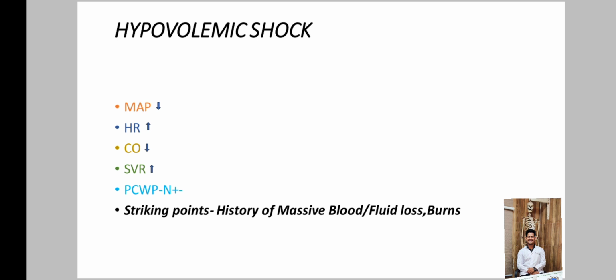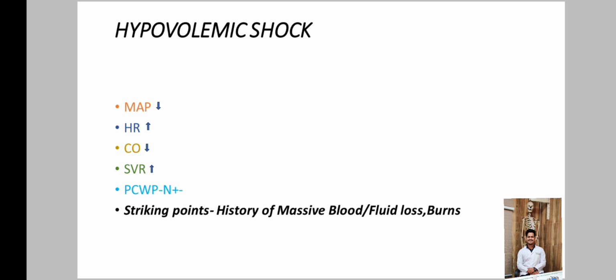How to identify hypovolemic shock in the question itself? The striking points that you should note is that there will be a history of massive blood or fluid loss, or a history of burn or vomiting or anything as such. So what will happen then? It will lead to shock, right? And by definition, we define shock as a systolic blood pressure less than 90 or the overall blood pressure less than 90 by 60. So this leads to a decrease in the MAP or the mean arterial pressure.